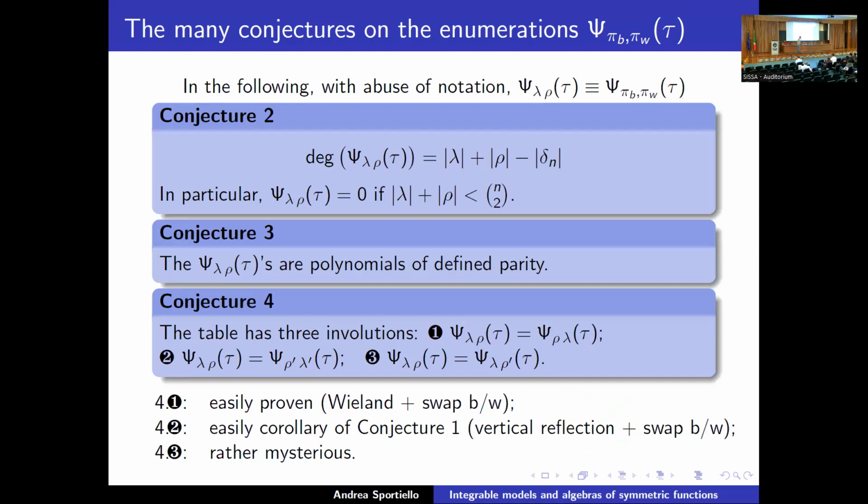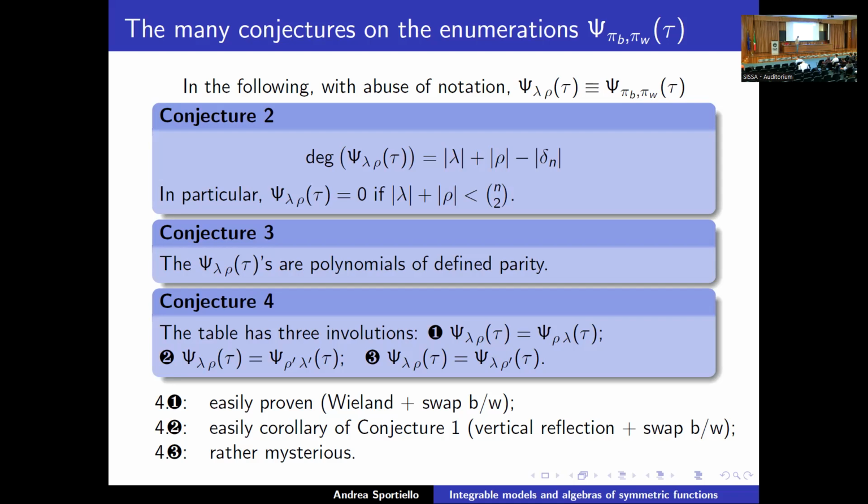First conjecture, beside conjecture 1. We know the degree, and the degree is well described by the integer partition. It's the sum of the sizes of the integer partitions minus the box in the triangular partition. In particular, as these are obviously integer valued polynomials, the polynomial is 0 if the degree is predicted to be negative, because there are no negative degree polynomials. Conjecture 3. These polynomials have definite parity. If the maximal degree is even, the polynomials are even, otherwise they are odd.